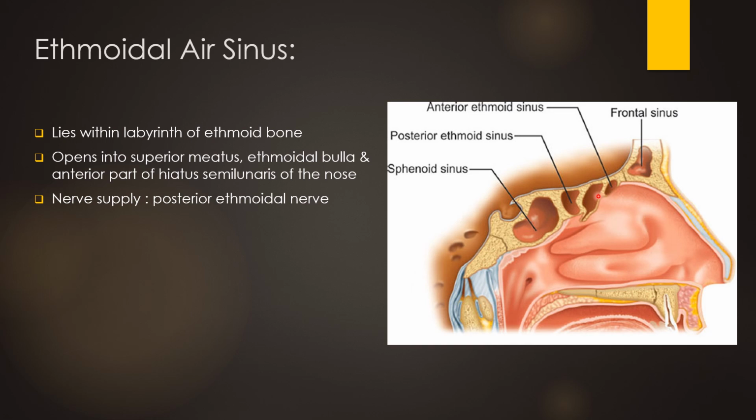The posterior ethmoidal sinus opens into the superior meatus of the nose, while the middle ethmoidal sinus forms a rounded elevation in the middle meatus of the nose, and that is known as the ethmoidal bulla. So it is supplied by the posterior ethmoidal artery and posterior ethmoidal nerve.